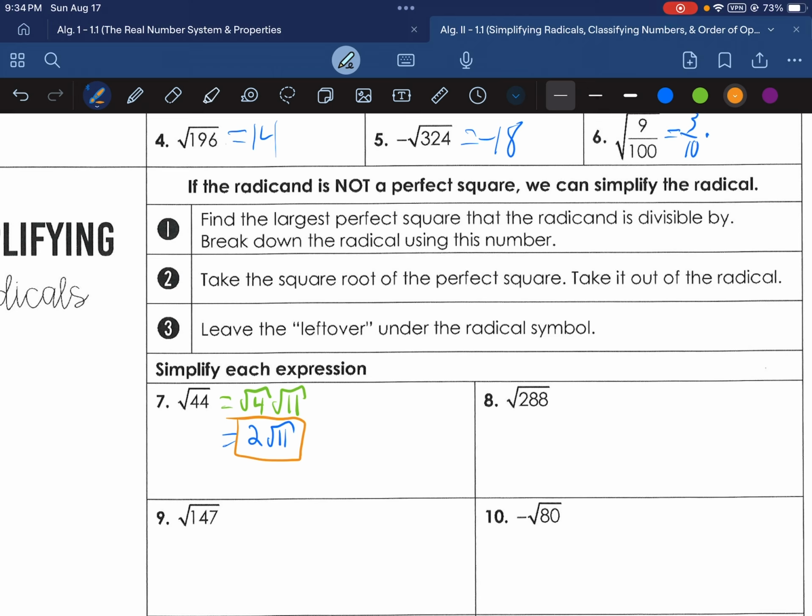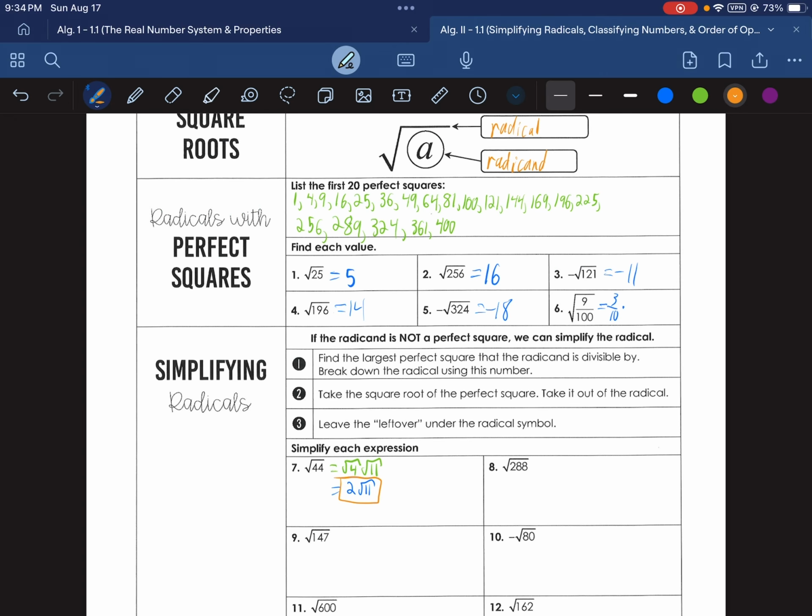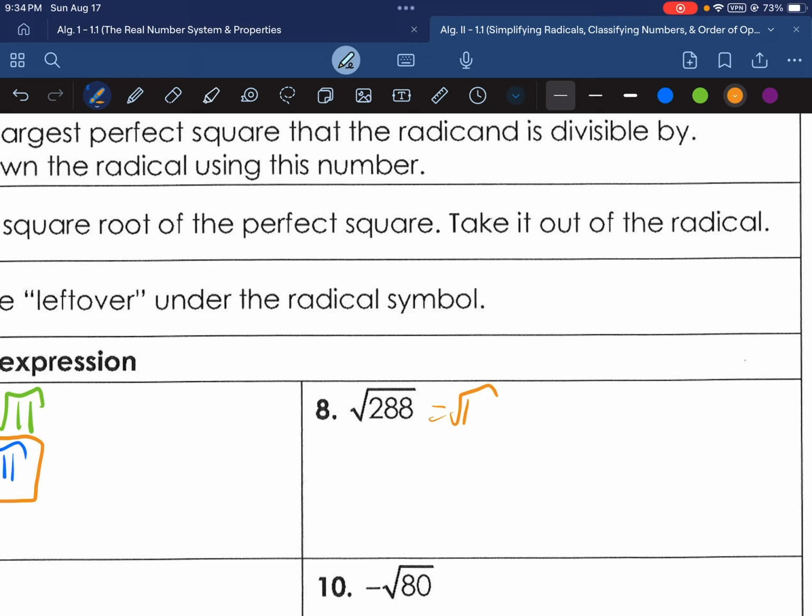Number 8, square root of 288. So once again, we're looking for the biggest perfect square that goes into 288. So if we start with this list, and we say, okay, 289 is bigger, so start to the left of that. 256 does not go into it, and going all the way down the list, the first number we find that goes into it is 144. And 144 goes into 288 2 times. So it's true that 144 times 2 is 288. So the square root of 144 times the square root of 2 would be the square root of 288.